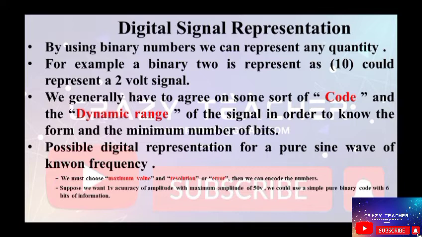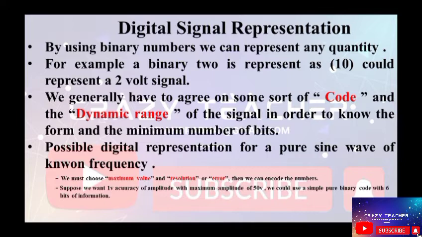So this way we can think about this range, that is, dynamically what values the signal can pick up. We must know that, and accordingly we have to decide the minimum number of bits that we will be using for storing that information. Consider a possible digital representation of a pure sine wave of known frequency. For that purpose, we must choose the maximum value, that is, what is the maximum peak that we have, and the resolution or error, that is, at what difference of values you are going to take.